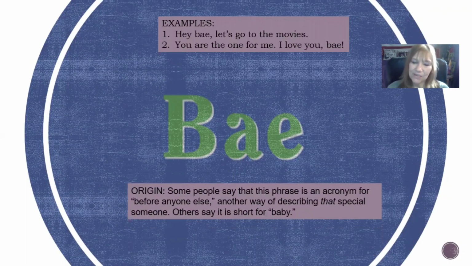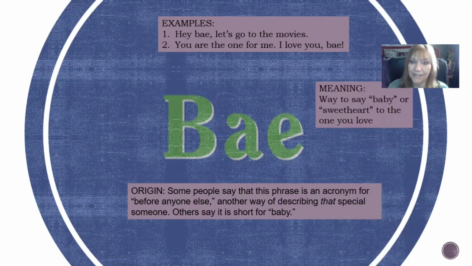Well, what's the origin of it? Some people say that this phrase is an acronym or an abbreviation for "before anyone else," BAE, or it's another way of describing that special someone. Other people say that it's just short for baby. So what does it mean? It's a way to say baby or sweetheart to the one you love, that you're romantically involved with. You wouldn't say this to your children or other family members. It's just to someone whom you're romantically involved with. Hey, bae. It's just a sweet way to say sweetheart or baby.